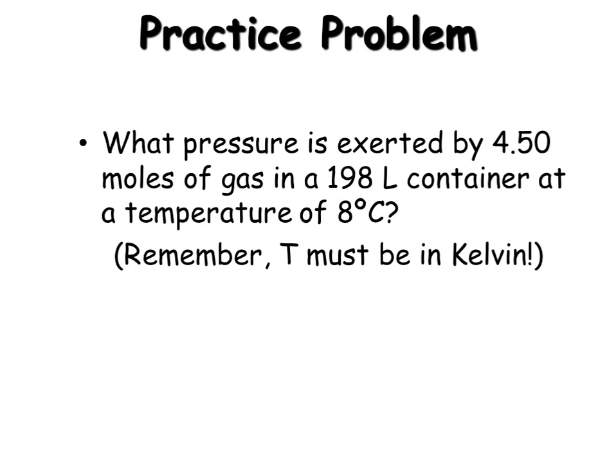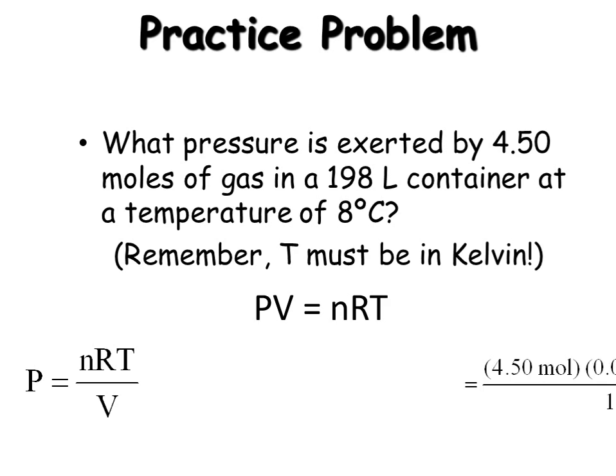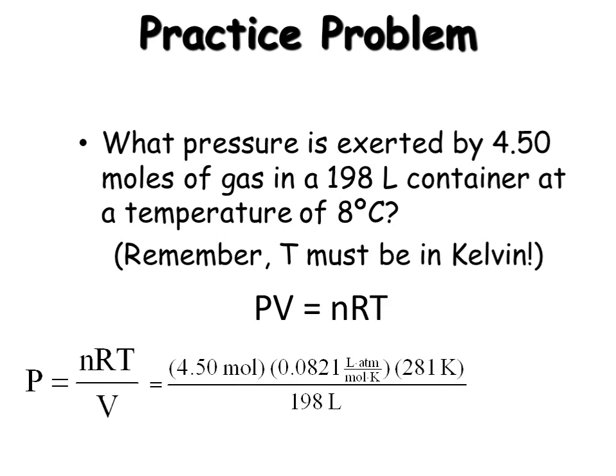So if we take a look at a practice problem: what pressure is exerted by 4.5 moles of gas in a 198 liter container at a temperature of 8 degrees Celsius? Remember that for all gas equations, gas law problems, temperature must be in Kelvin. So if we start with PV equals nRT, we're asked to solve for pressure, so we need to rearrange our equation to be nRT over V. We plug in the moles of our gas. And again, the identity of the gas doesn't matter based on Avogadro's principle and the molar relationship of gases. It doesn't matter what gas we happen to be speaking of here.